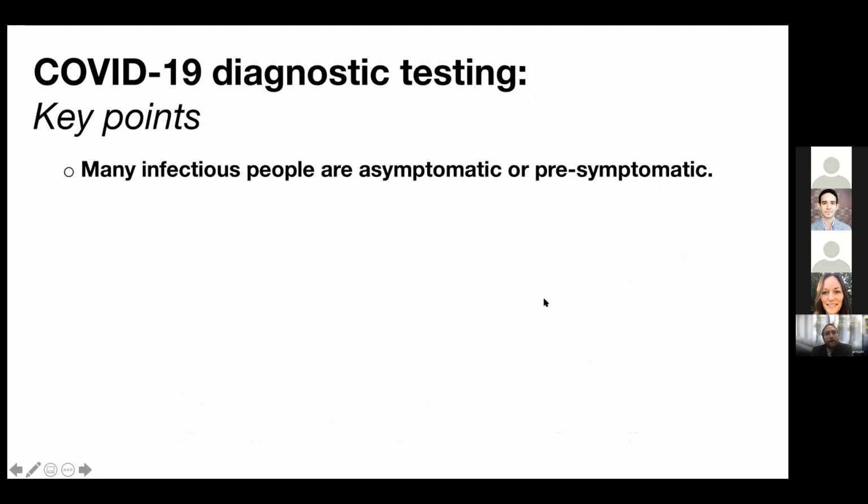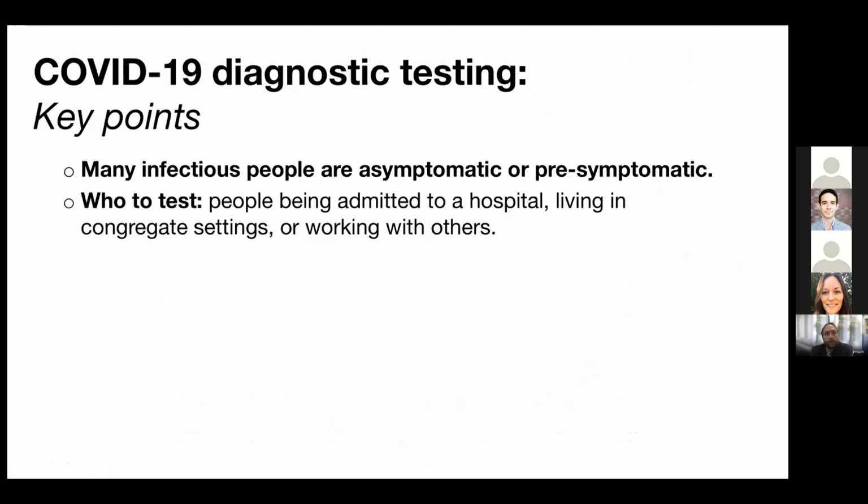Okay, so to wrap up, let's just go through the key points one more time. Many infectious people are asymptomatic or pre-symptomatic, which is why testing is so important for controlling disease, one of many reasons. Who to test? People in high-risk settings, people who are going to be admitted to a hospital where they may infect others, living in congregate settings, or working closely with others.